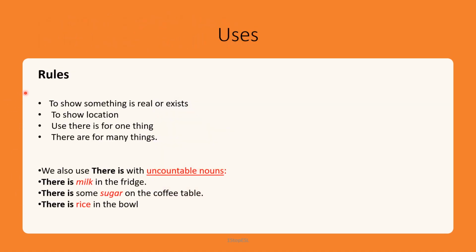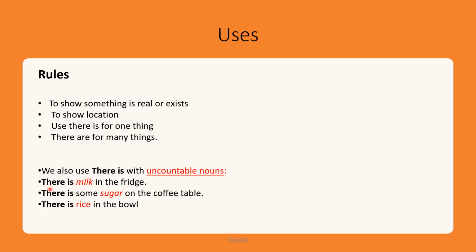Uses. We use there is and there are to show something is real or exists. We use it to show location. We use there is for one thing. There are for many things. We also use there is with uncountable nouns.